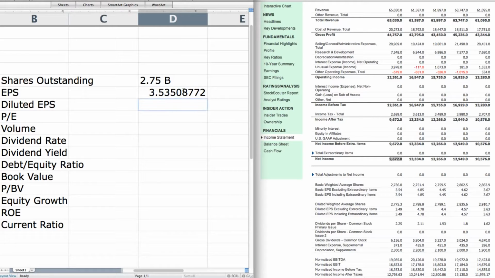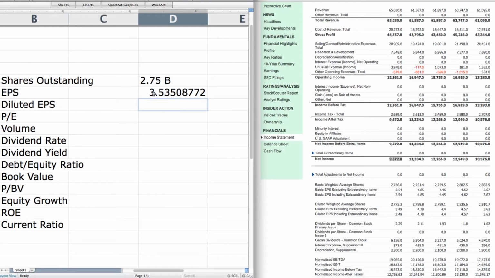So when we hit equals, you can see that there's the number that we saw on the top level page, which is $3.53 per share. We took all that net income, divided by the total number of shares, and that gave us the 3.53, which is the EPS, or earnings per share.